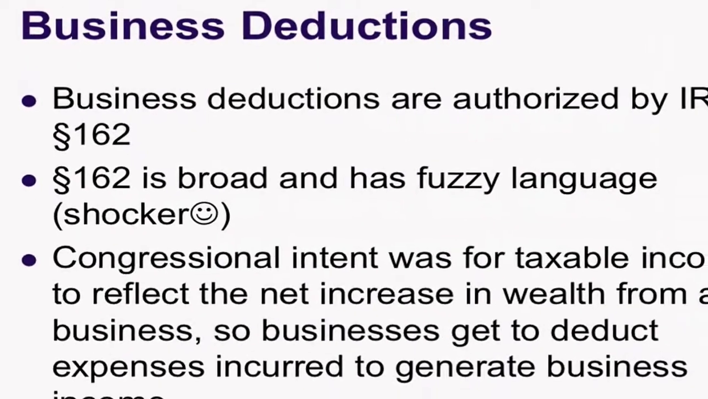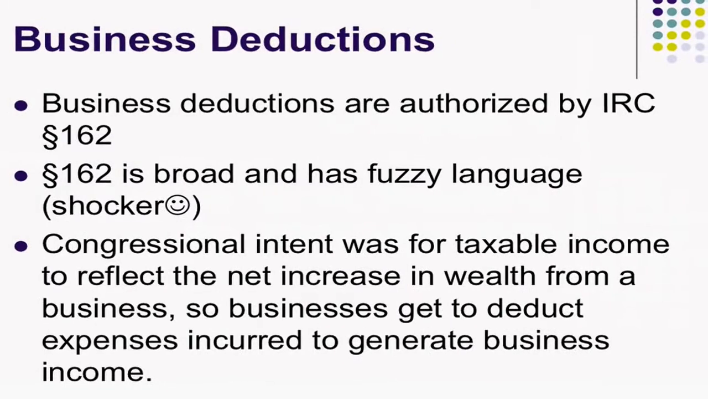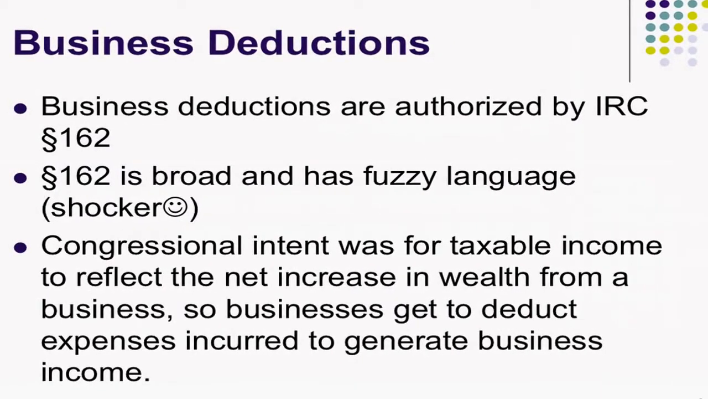Okay, first thing, business deductions are authorized by Internal Revenue Code Section 162. Section 162 is very broad. If you pull up the code section itself and read it, it's very broad and it has fuzzy language in it. Shocker, right? An IRC code section that has fuzzy language in it?